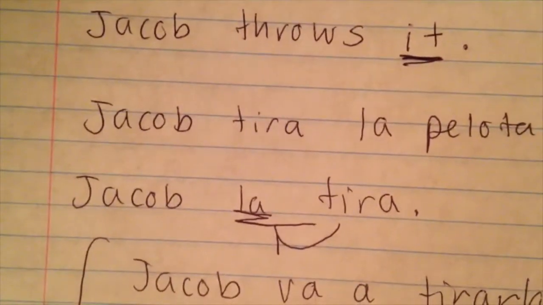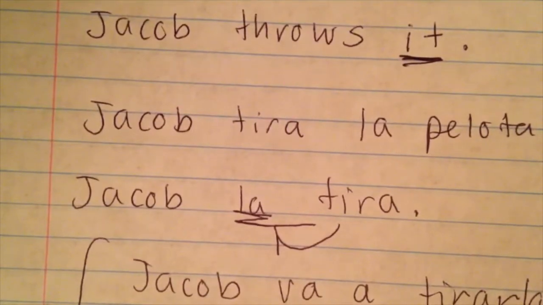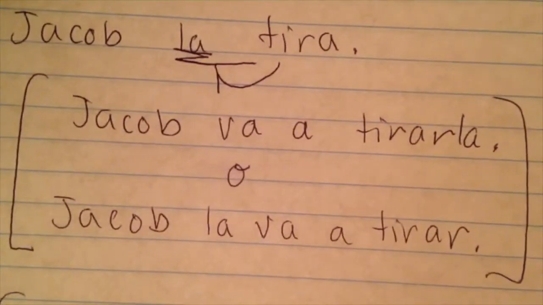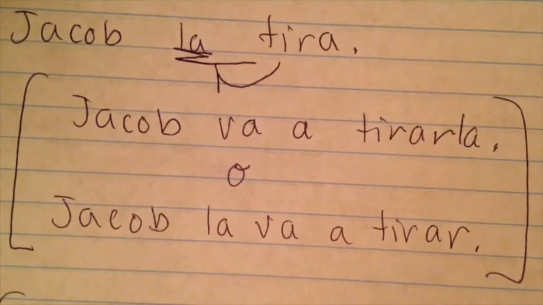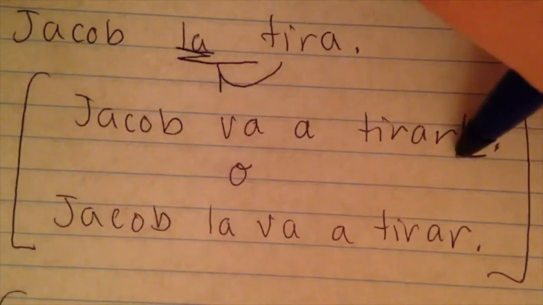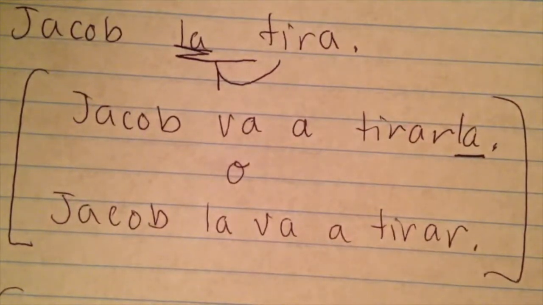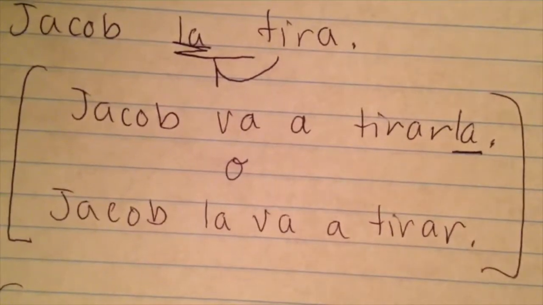When a verb is in the infinitive in Spanish, direct object pronouns can be attached to the end of the infinitive or placed in front of the conjugated verb. Por ejemplo, en la oración Jacob va a tirarla, el pronombre de objeto directo está unido al verbo en infinitivo. En la oración Jacob la va a tirar, el pronombre de objeto directo está delante del verbo conjugado.